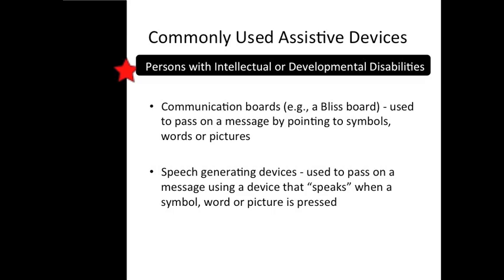Commonly used assistive devices. Persons with intellectual or developmental disabilities may use communication boards, such as a bliss board, used to pass on a message by pointing to symbols, words, or pictures. Or they may use speech-generating devices, used to pass on a message using a device that speaks when a symbol, word, or picture is pressed.